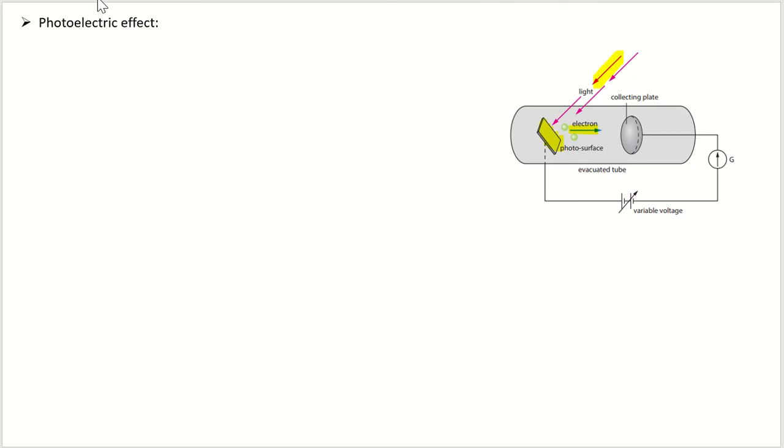Now, in order to explain what's happening here, you need to understand the two models of light first. So I'm going to talk first about the two models of light. You can think about light as being a wave. This is the wave model of light. And you can think about light as being a particle.